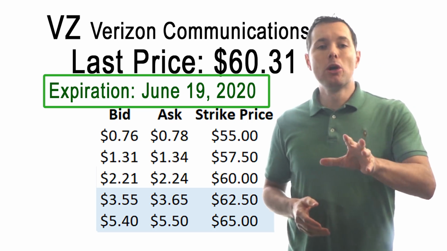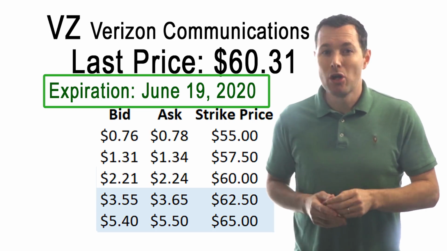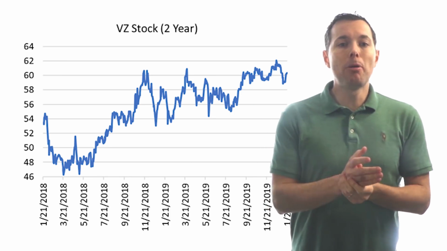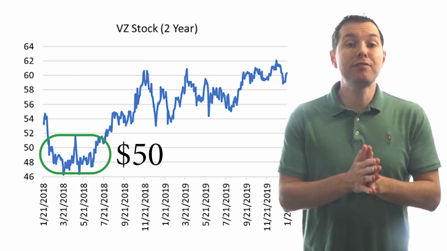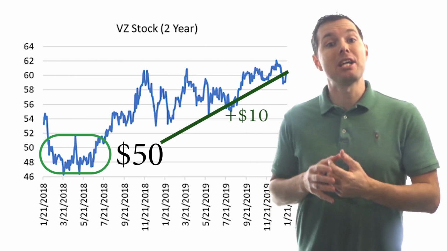Okay, so Jimmy owns his 100 shares of Verizon stock, and he's looking to buy a put option. Why would he want to buy a put option? Well, we know that Verizon stock is currently trading at slightly more than $60 per share. And maybe Jimmy bought his 100 shares of Verizon stock, let's say 2 years ago, and let's imagine that he paid about $50 per share for these 100 shares. So right now he's up about $10 per share.